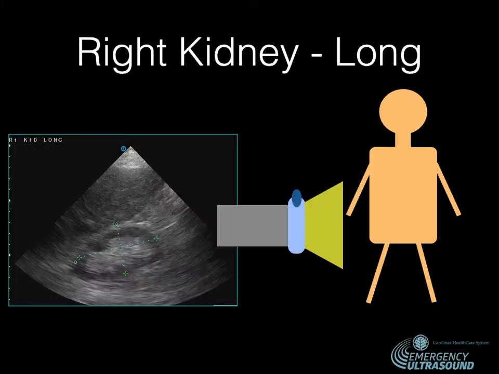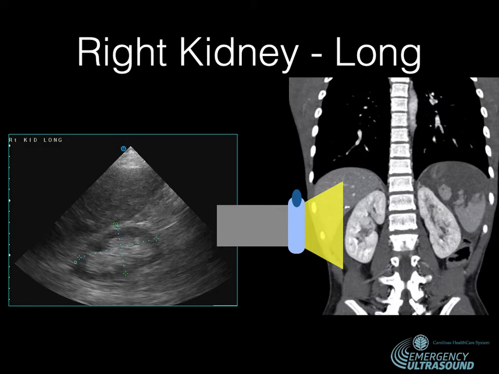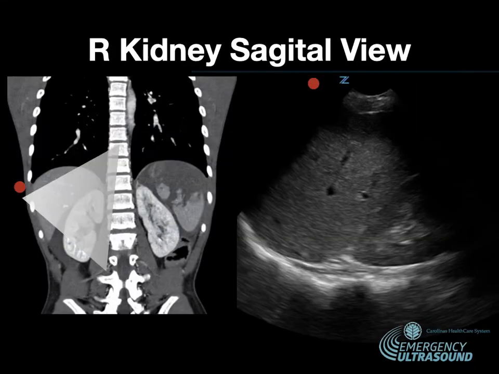So when we're looking at the right kidney in the long axis, we can see here, we're actually in a more coronal plane with the probe marker in the posterior to mid-axillary line, probe marker facing towards the patient's head. And we're scanning the right kidney like this. On the ultrasound, we can see the patient's liver, we can see their kidney, and then we can measure it in two planes.